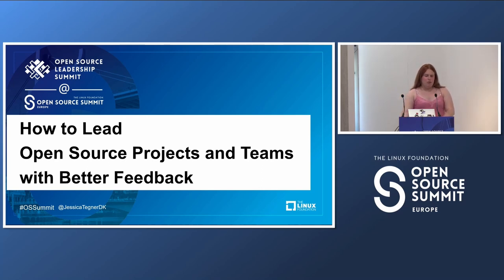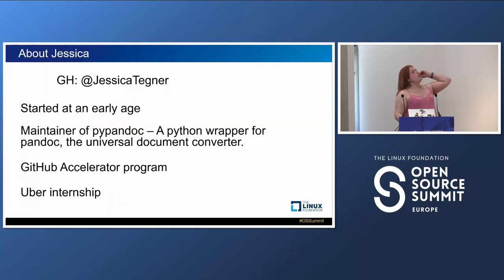Today, we will be talking about how to lead projects and open source teams with better feedback. And I'm assuming everyone knows about feedback. Everyone has gotten feedback on either their code or their paper or something else. So we are going to be looking at how we can improve the feedback loop to get both positive and negative feedback. And we'll dive into that. And then we'll look at how to actually deliver it.